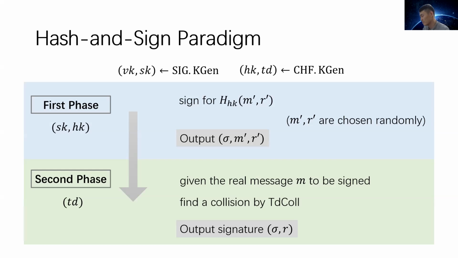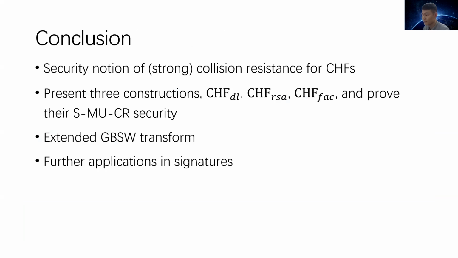Let's draw a conclusion. In this paper, we define the security notion of strong collision resistance for Chameleon hash functions in the multi-user setting and present three constructions: CHF-DL, CHF-RSA, and CHF factoring, and prove their strong multi-user collision resistance based on the discrete logarithm, RSA, and factoring assumptions.